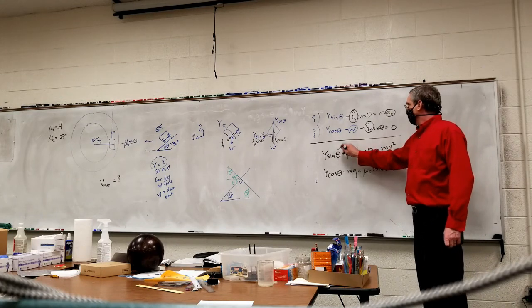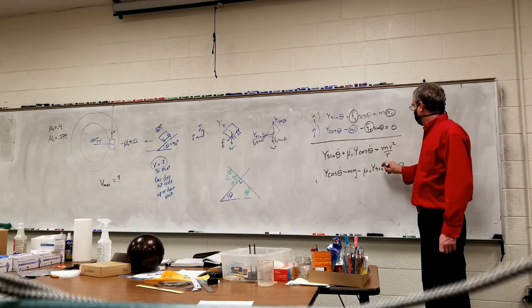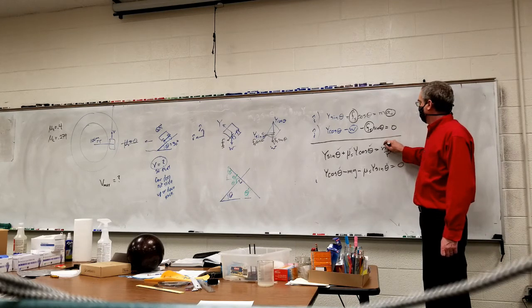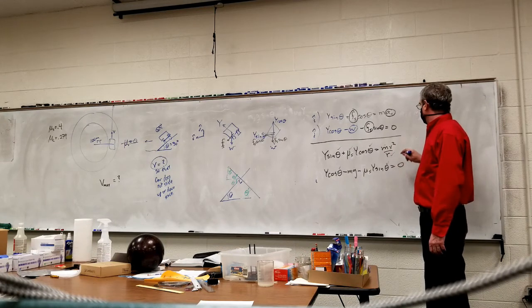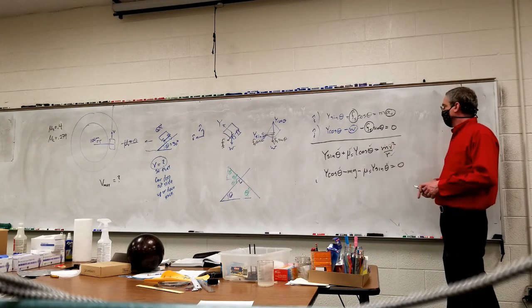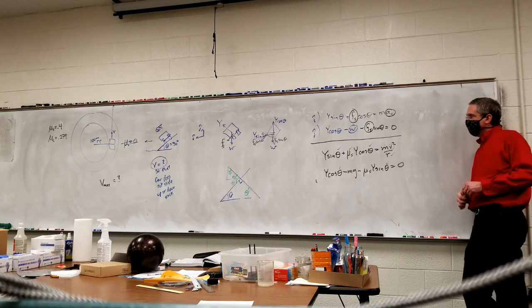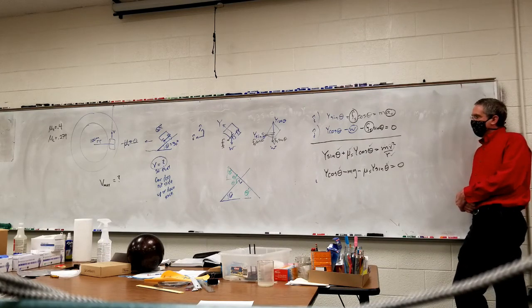We know the angle. We know mu sub s. We don't know m, but it doesn't really matter here. We know r. We're trying to find v. So now mathematically, what do we do? We don't know m.